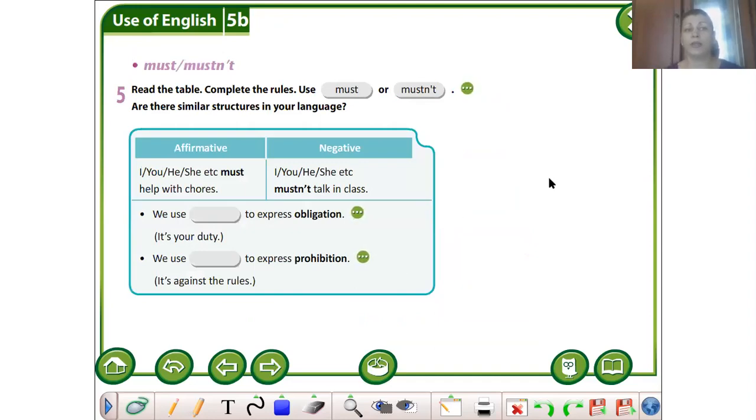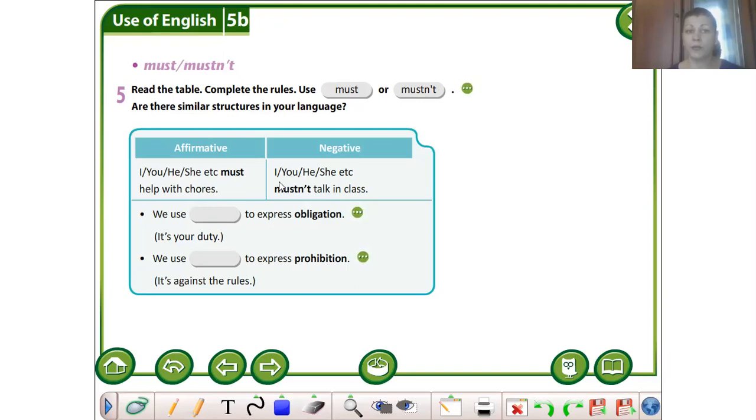So, now we are going to study the modal verb must. By the way, it works without the helper. It forms affirmative, negative, and interrogative forms individually without the auxiliary verb. Look at the examples. I must help with chores. You must help with chores. He must help with chores. She must help with chores. Must works without personal endings, even if we use the third person singular. Be very attentive and try to remember this rule.